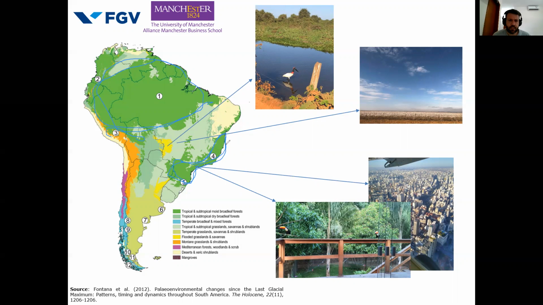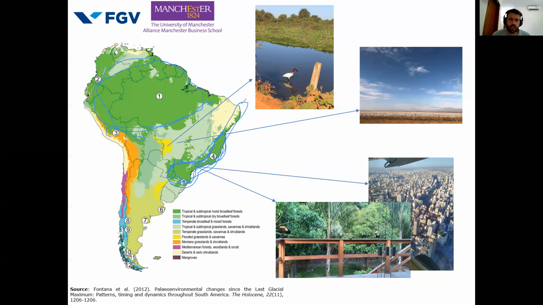Okay, this biome here was, of course, much bigger in the past, when the South American countries were discovered, were visited for the first time by the Europeans. And as the development of the region started, we had an important deforestation in the forest that used to be in the east part of South America.